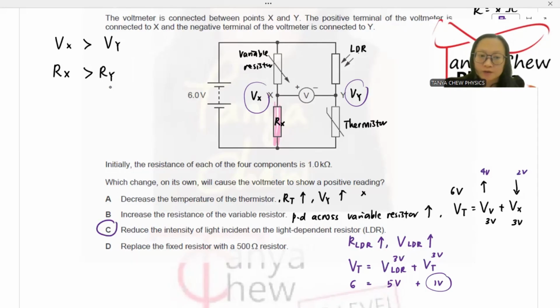Why is D not the answer? Because when you replace the fixed resistor with a 500 ohm resistor, it also depends on the resistance of the variable resistor. What if you replace the fixed resistor with a 500 ohm resistor, but the resistance of the variable resistor is 1000 ohm? So the voltmeter would still not show a positive reading.